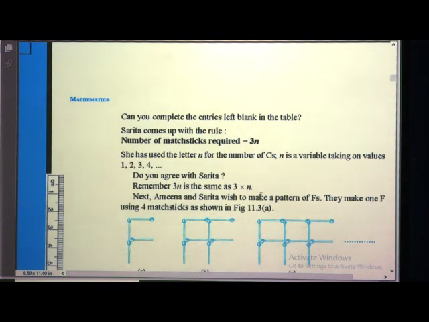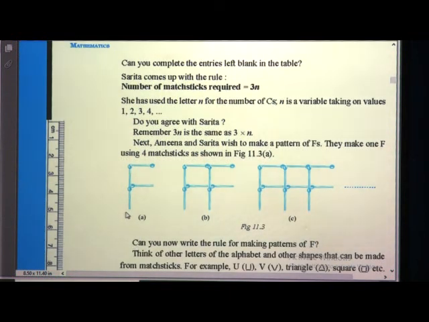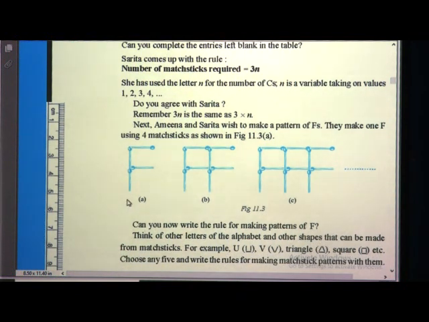Next, Amina and Sarita wish to make a pattern of F's. They make one F using 4 matchsticks. So 1, 2, 3 and 4. For making one F, they required how many matchsticks? 4 matchsticks. Can you now write the rule of making of pattern F? So students, by seeing this, can you write the rule of making pattern F?